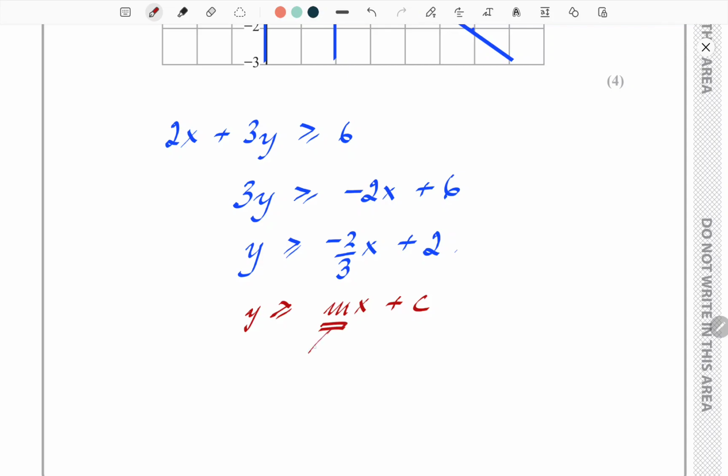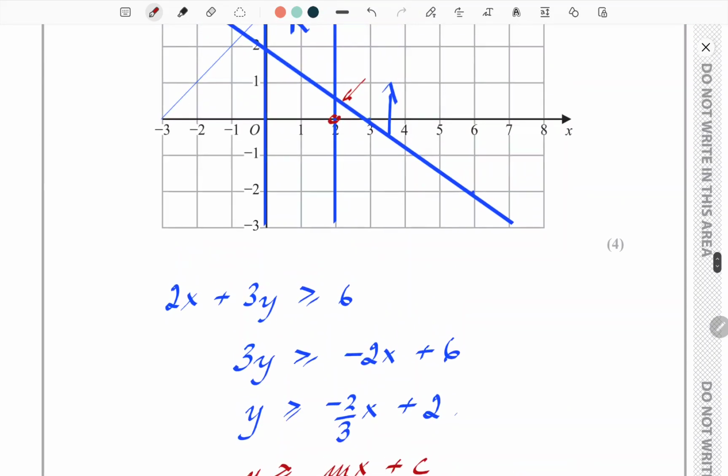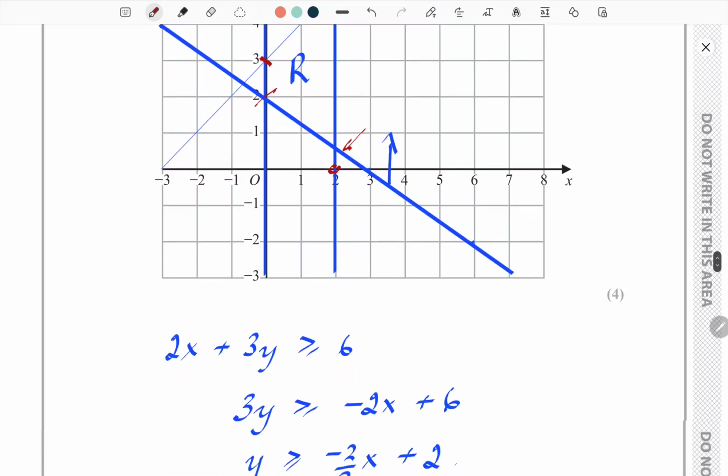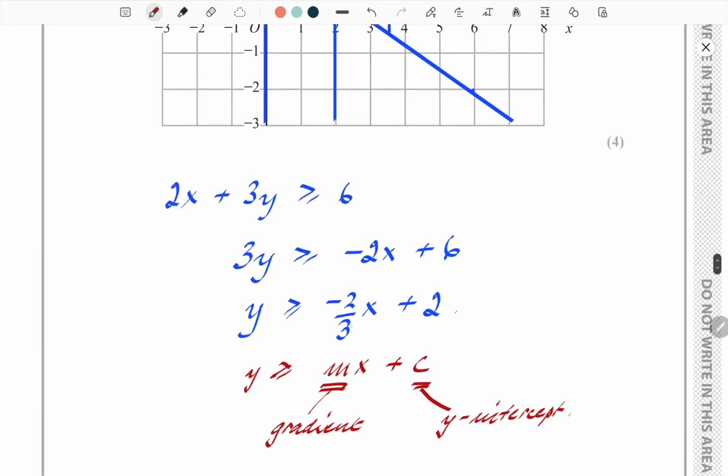Remember that whatever's in front of the x is your gradient or slope, and the c is your y-intercept. We want to start with that point there, 2, and I've marked it on there. So y equals 2 at that point, and then the gradient, the way to interpret it, if you're not too sure about gradients, is minus 2 over 3. The top number is the y, and the bottom number is the x.